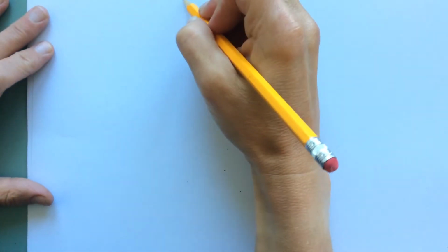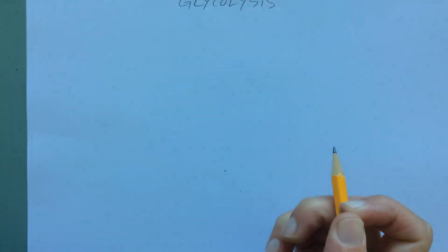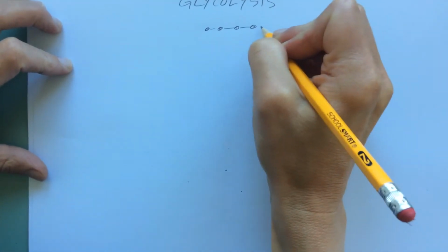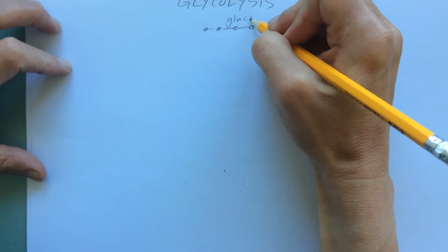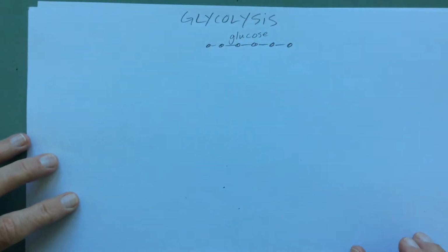Okay, so I'm going to go over glycolysis. Glycolysis is going to start with a 6-carbon sugar, usually. So we've got glucose here, right? And we know that that glucose is going to be split into 2 pyruvates eventually, and we're going to have a net of 2 ATP and 2 electron carriers of NADH plus H plus.